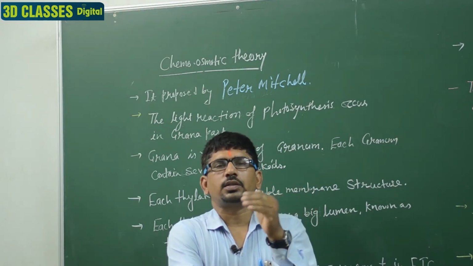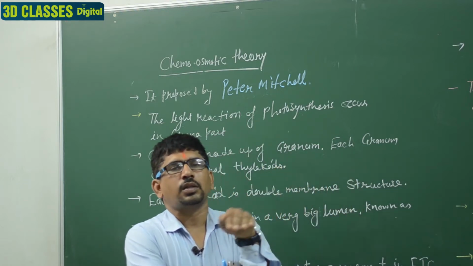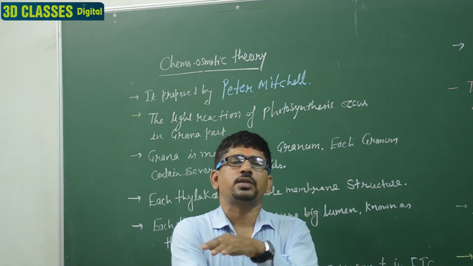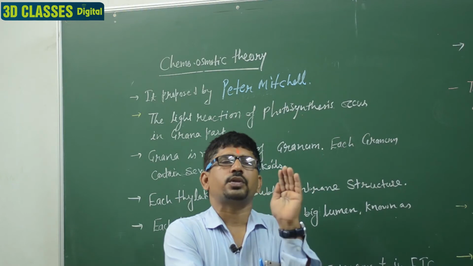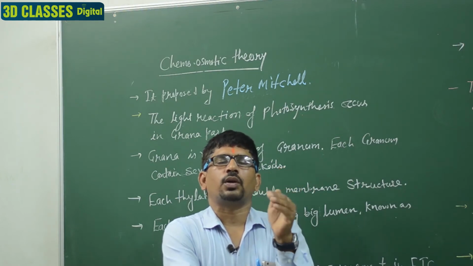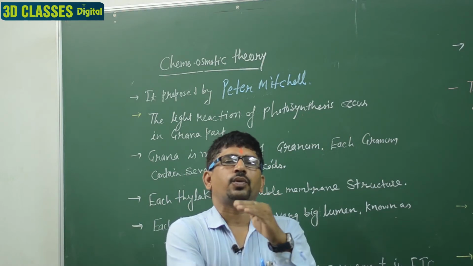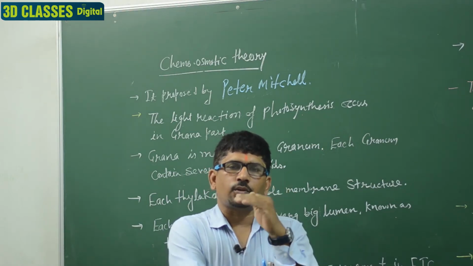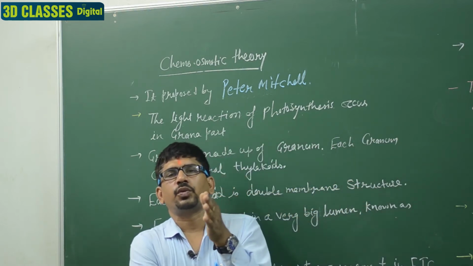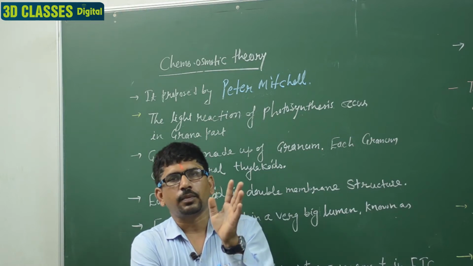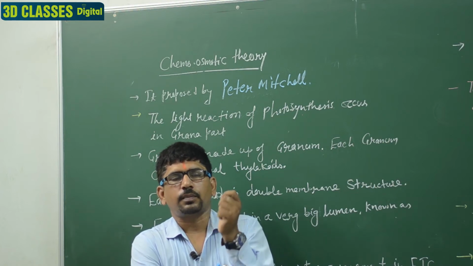In the Z scheme, we start with PS second, the electron moves to PQ, then cytochrome b6 and cytochrome f, then PC, and then again PS first. Due to this process, the protons and electrons are transported, and due to this transportation energy is released, and the energy is utilized for making ATPs. Clear? That is the process. First thing.